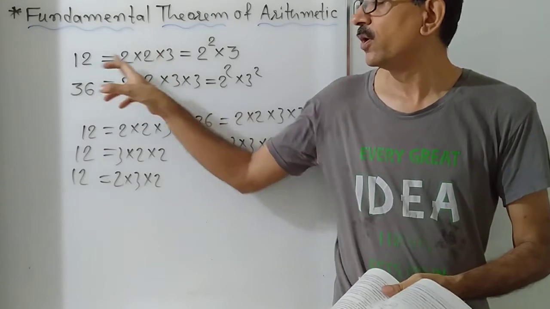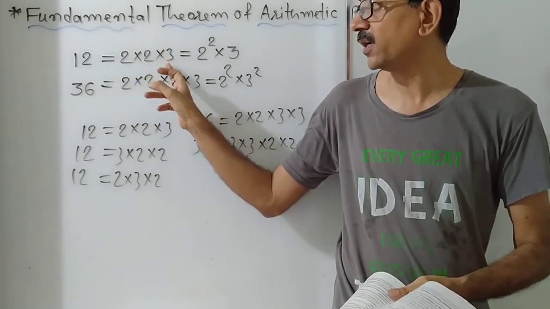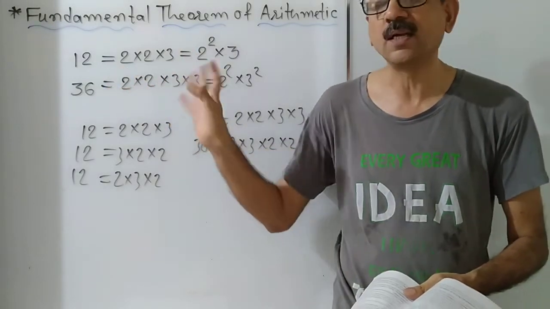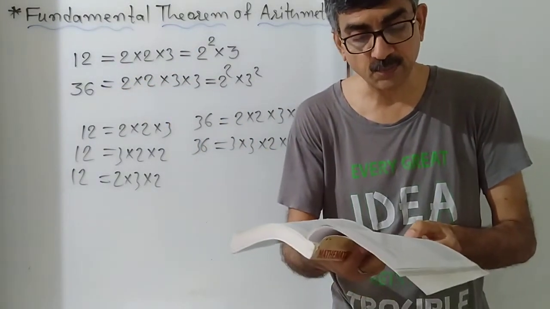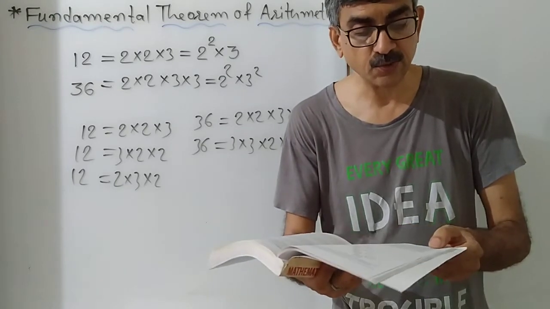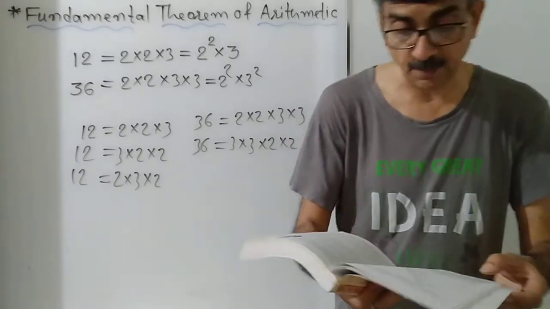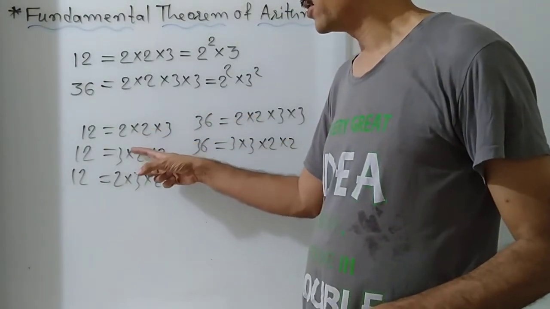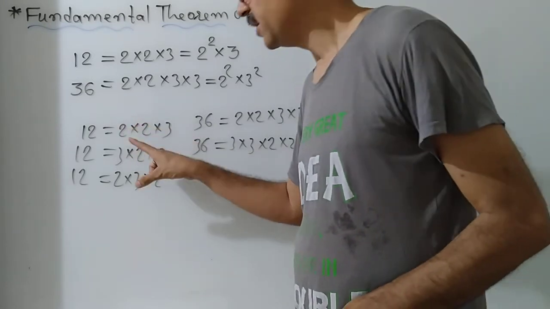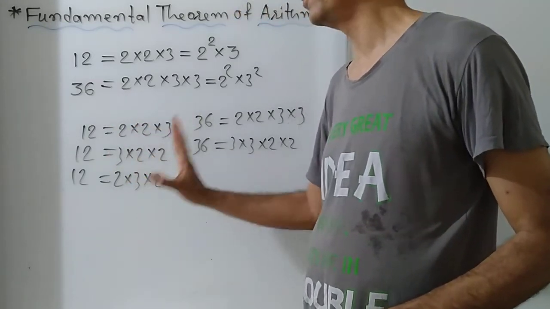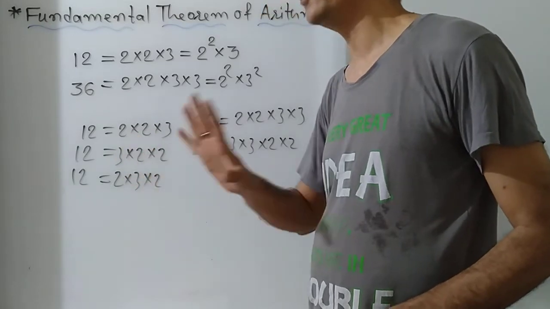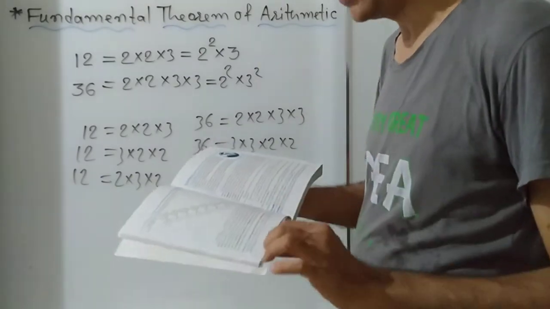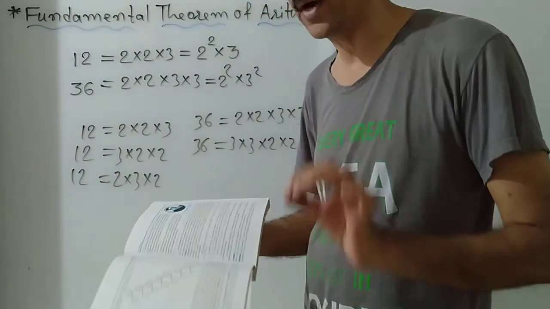Unique means you factorize 12 and you got 2, 2, 3, and your friends also got 2, 2, 3. It does not happen that some students get 2, 2, 3, 5 or 2, 7, 3. That is why this word is used: and this factorization is unique apart from the order in which the prime factors occur. Means order of factors is not important. Understood? This statement you have to learn by heart by writing it 3 to 5 times.